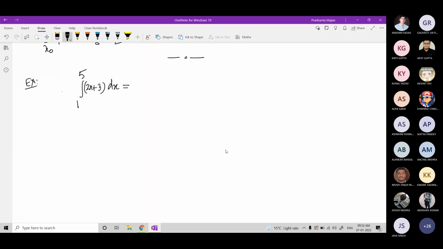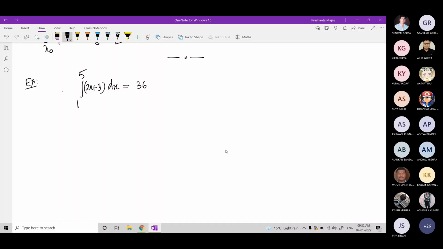Students? 36. 60. 30? 36. 36? Is it okay? Students, is it correct? Yes, sir, 36. Okay, fine. Now, let us see how much answer we are getting using the trapezoidal rule.